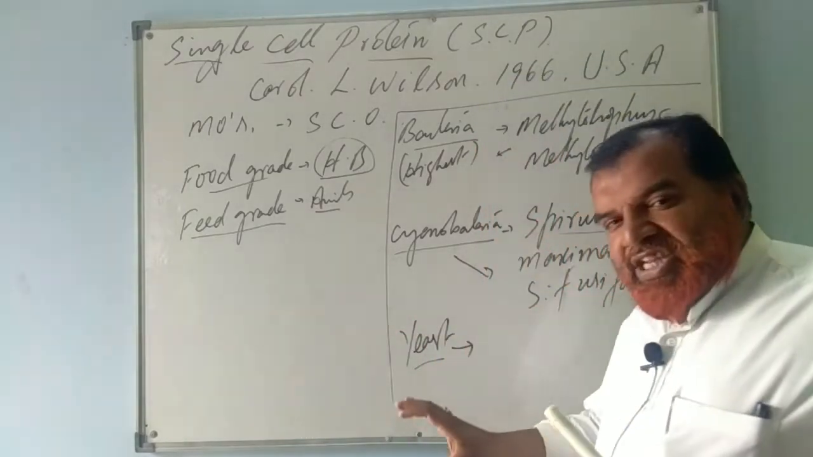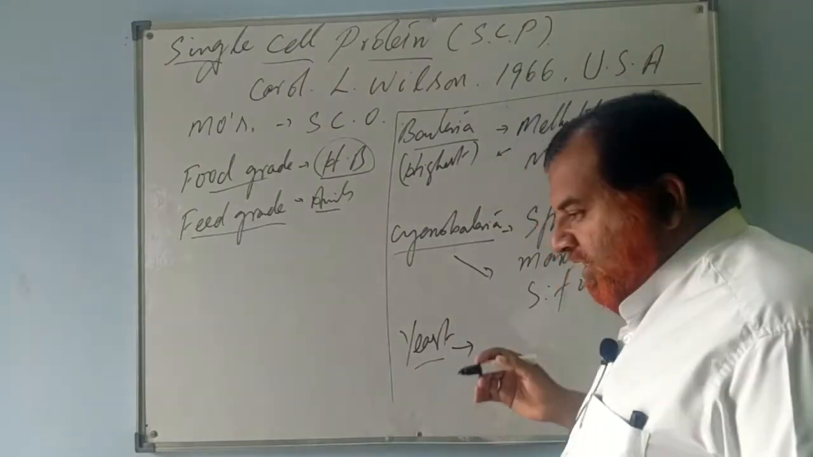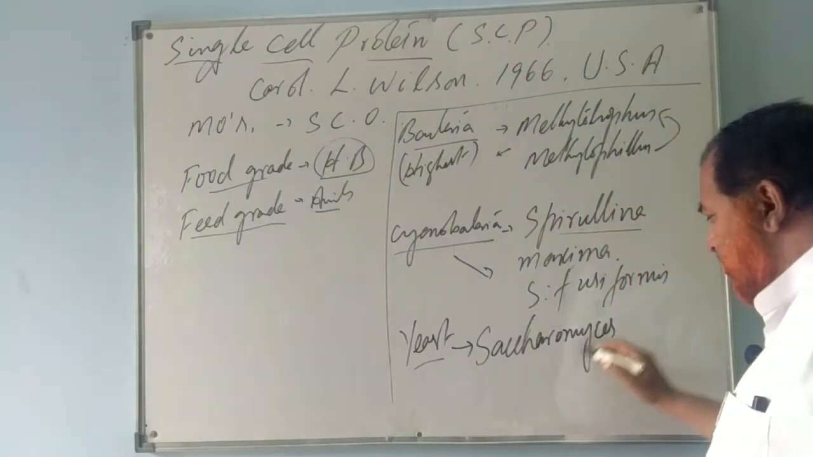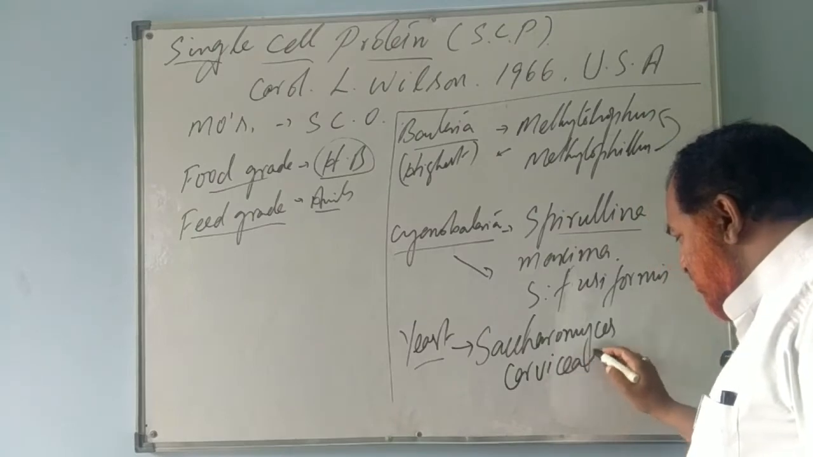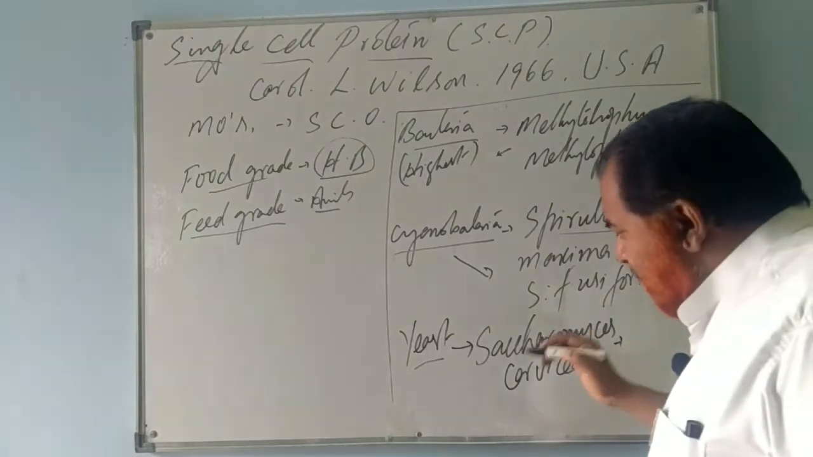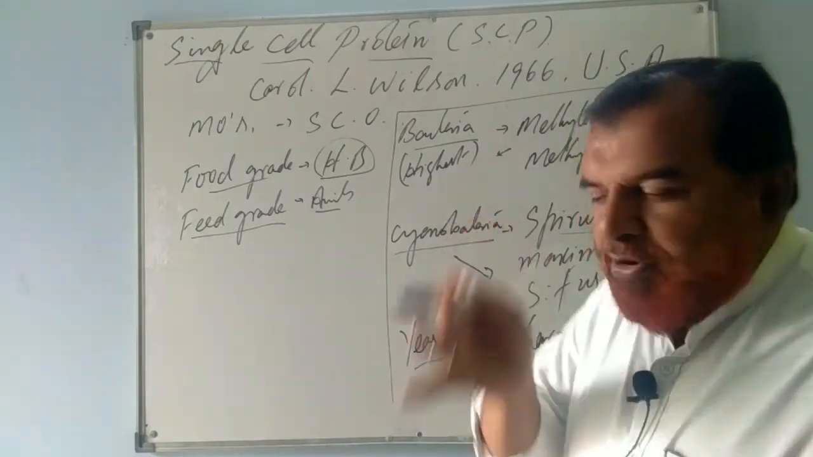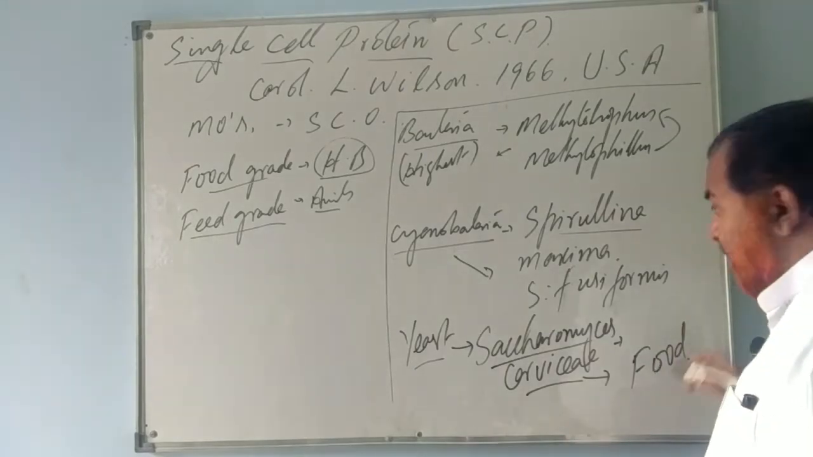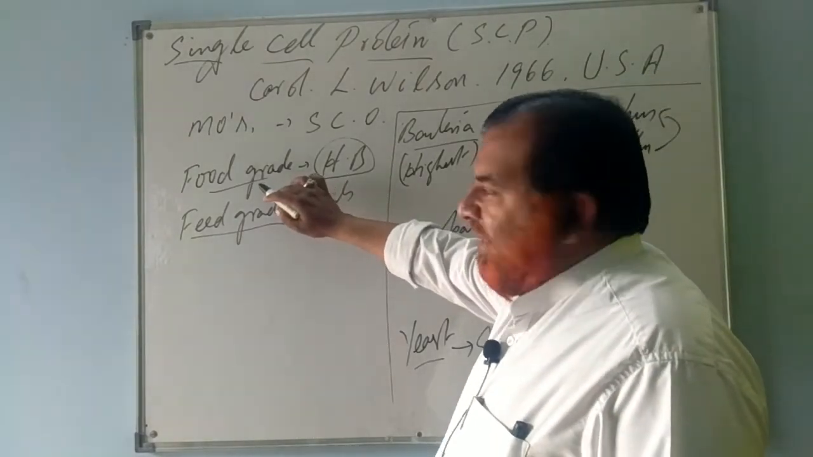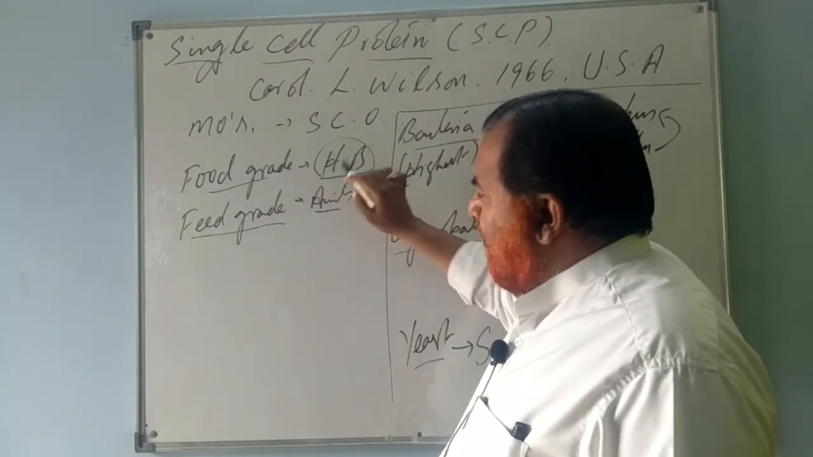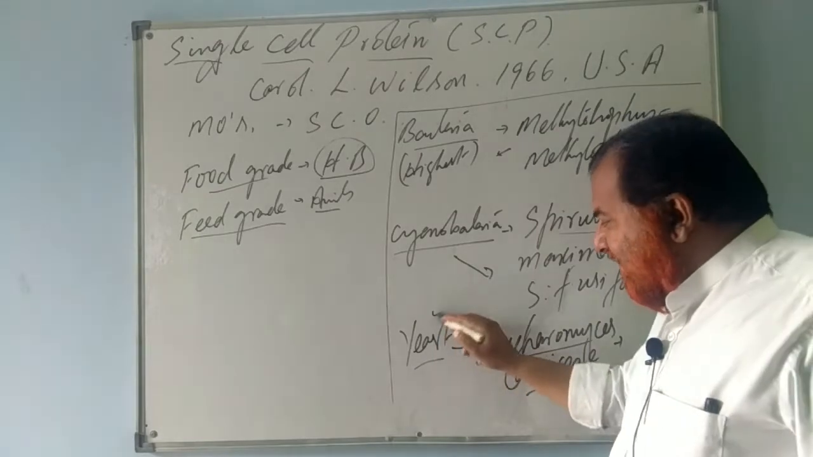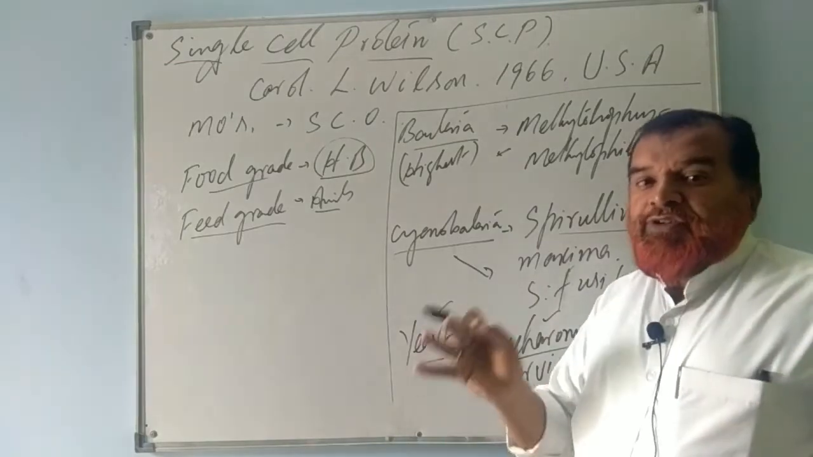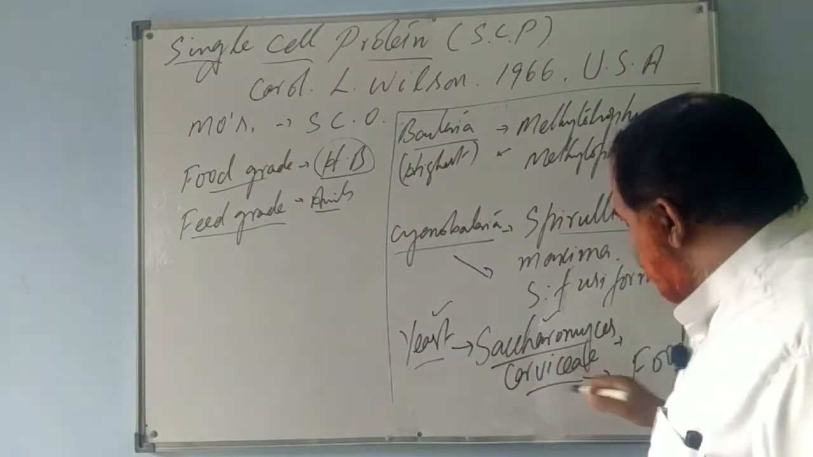So Saccharomyces cerevisiae, used in the bakery industry, is commonly known as baker's yeast. This was also used in the production of single cell protein. A very important point about this Saccharomyces cerevisiae yeast is that it is food grade. What do you mean by food grade? The protein or other edible item can be used as food for human beings. So the protein produced by yeast, that is, by Saccharomyces cerevisiae, is certified as fit for consumption by human beings. So it is nothing but food grade.